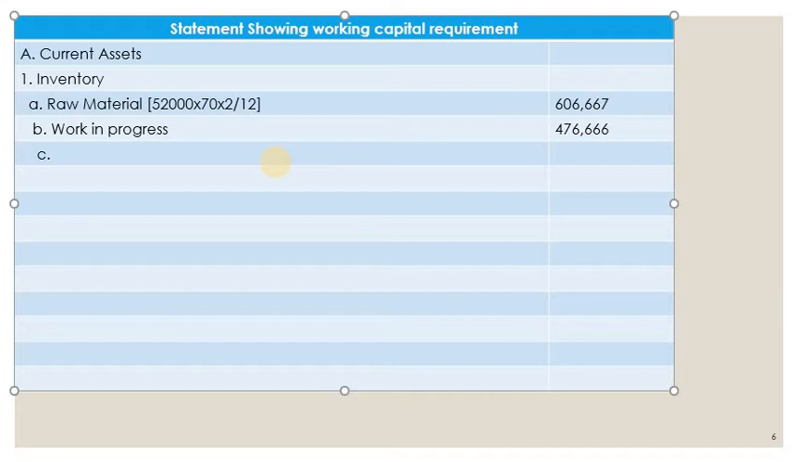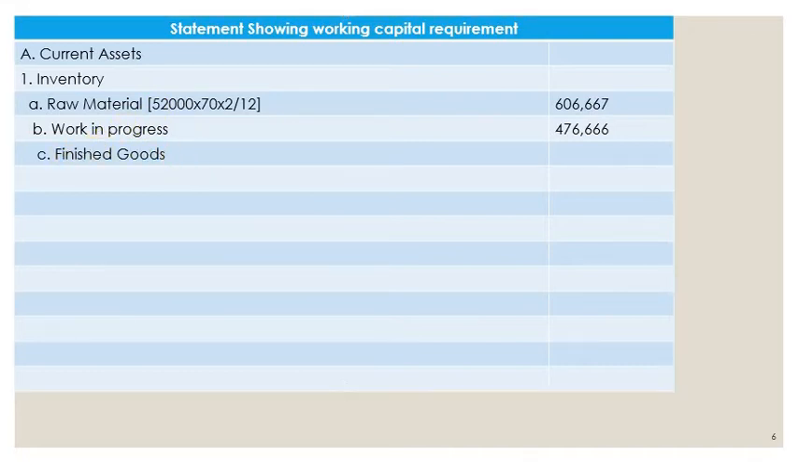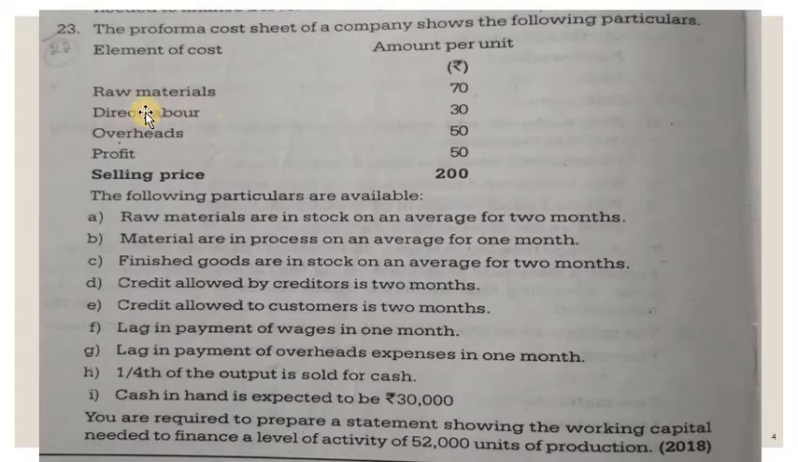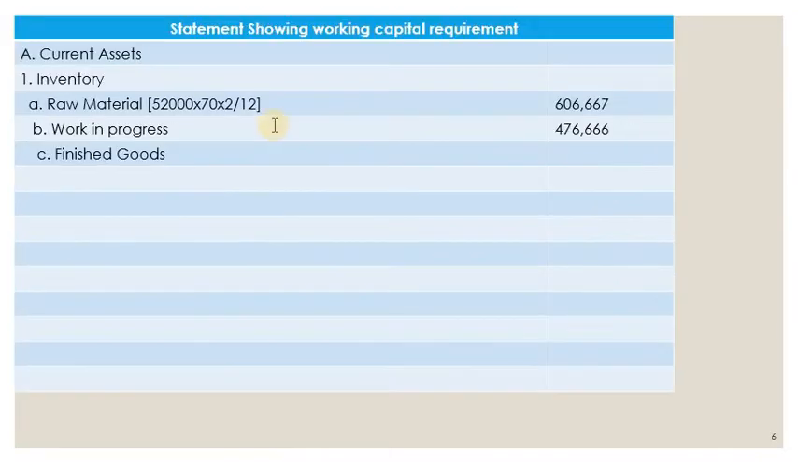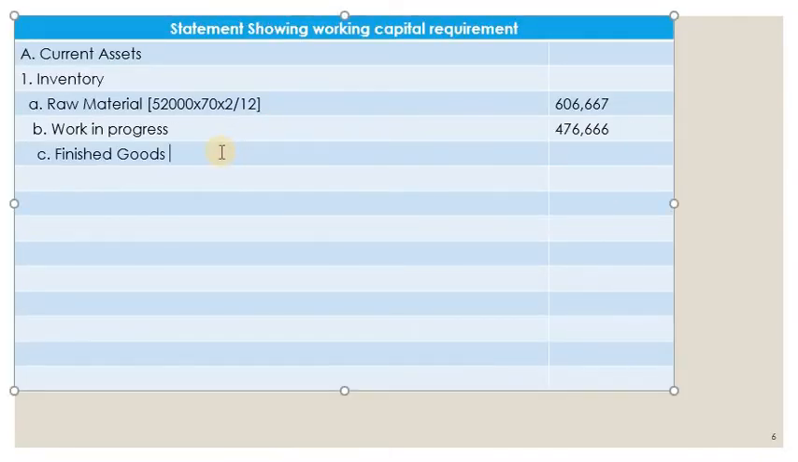Finished goods. So one thing you remember, finished goods is calculated on cost of goods sold. So how to calculate cost of goods sold? Very simple. You take the total selling price 200 minus profit 50. So 200 minus 50 is 150, which is your cost of goods sold. Okay. So again take 52,000 as the total units, into how much is the cost of goods sold?